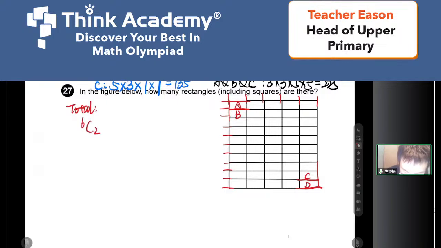Choose 2 from 6, then choose 2 from 11. This is 15. This is 55. So it's 825, right? So the total number of rectangles is 825. Then we just remove those who contain A, B, C, and D.